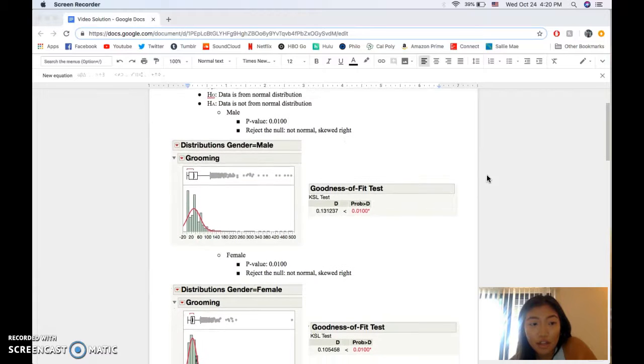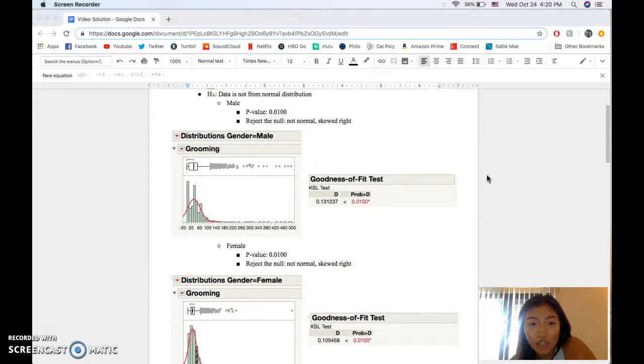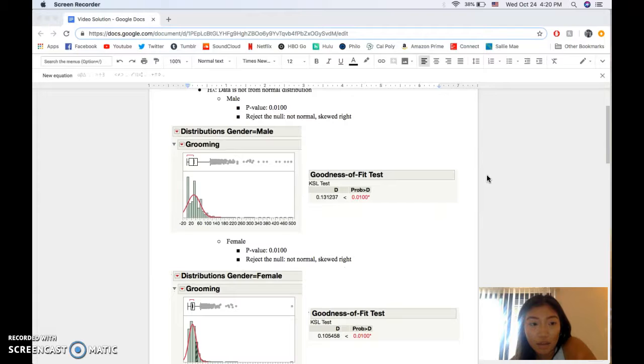So based on the goodness of fit test using JMP, the p-values for each test were 0.01, which results in us rejecting the null hypothesis because it tells us that the male and female data are not normal, and in fact that they're skewed right, as you can see here.